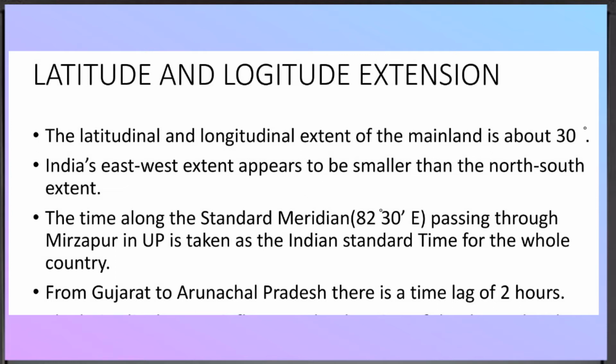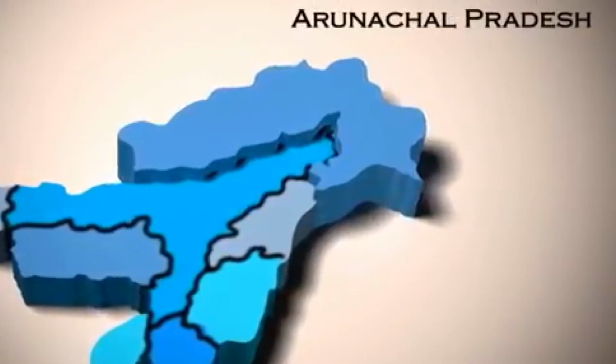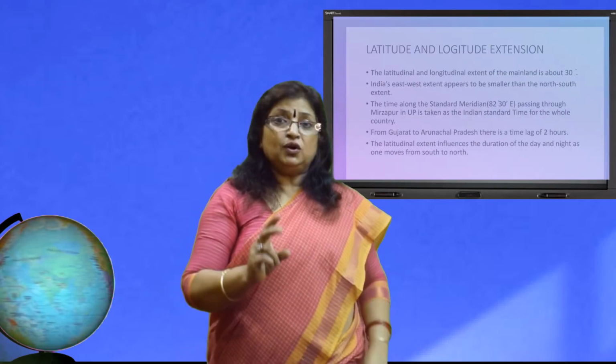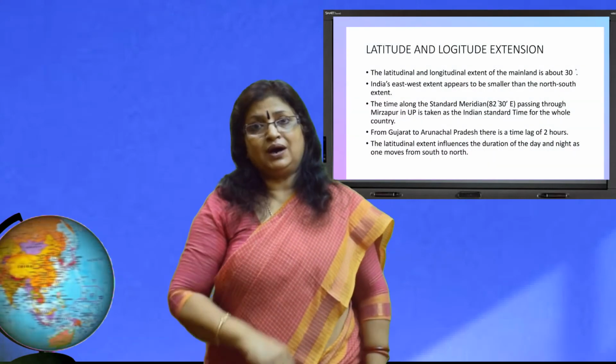So now let me tell you, because of these 30 degrees of longitude that pass over our country, because of the east and west extension from Gujarat till Arunachal Pradesh, the time lags by 2 hours. For example, suppose at Arunachal Pradesh the sun rises at 6 a.m. At what time will the sun rise at Gujarat? Because Arunachal Pradesh is the easternmost part, whereas Gujarat is the westernmost part, there will be a time gap of 2 hours.